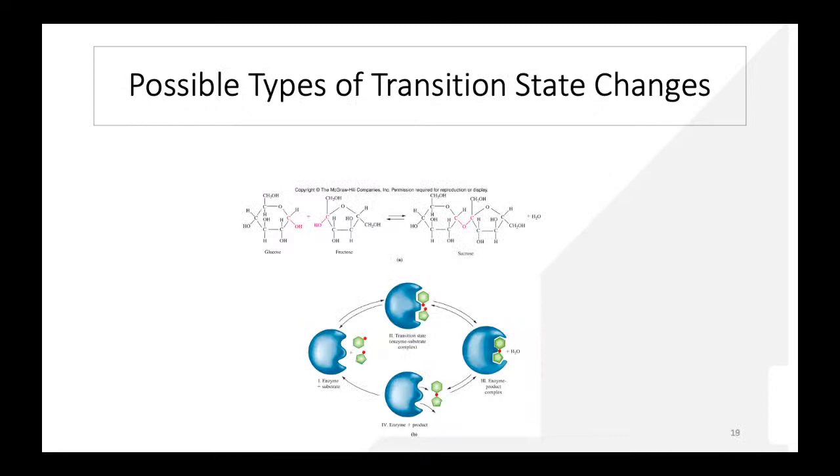So that's it. Now there are possible types of transition states. For example, here glucose is attaching to fructose. In the presence of enzyme, they both make a sucrose bond and water is released. Here we can see there's an enzyme substrate complex, to which the transition state enzyme substrate comes, they get joined together, water is removed, and at the end you have a new product joined together. So that's how the enzyme works in this case.